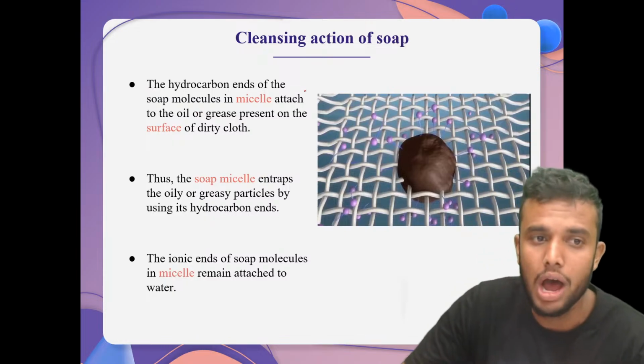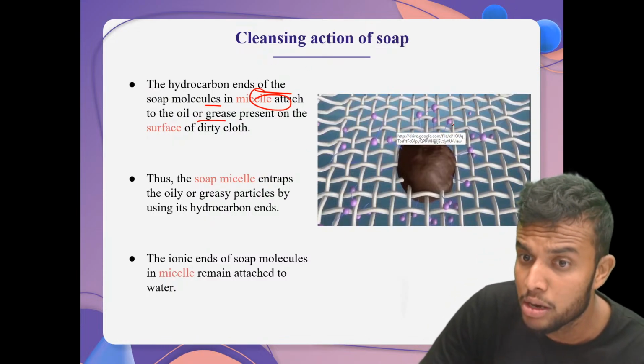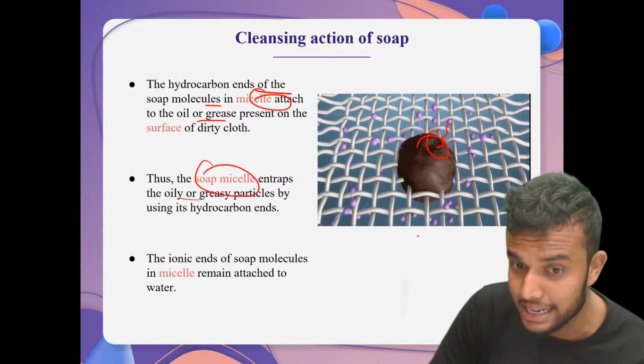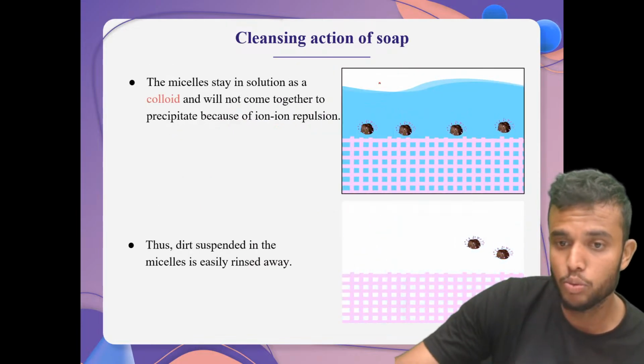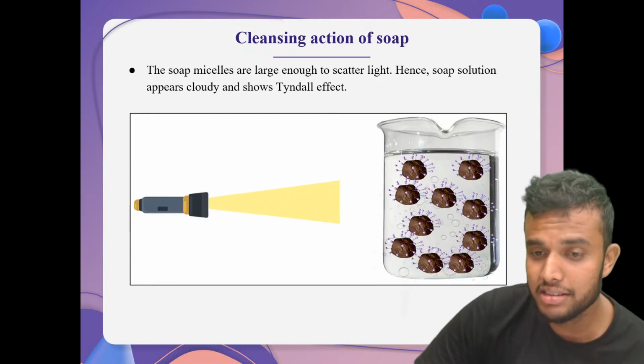In the cleaning action, what happens? The hydrocarbon ends of the soap molecules in the micelle attach to the oil or grease, since it is oil soluble. The micelle forms around the oil, and this is removed by using water, simply taken off the cloth. Very simple. Students, this is the cleaning action.